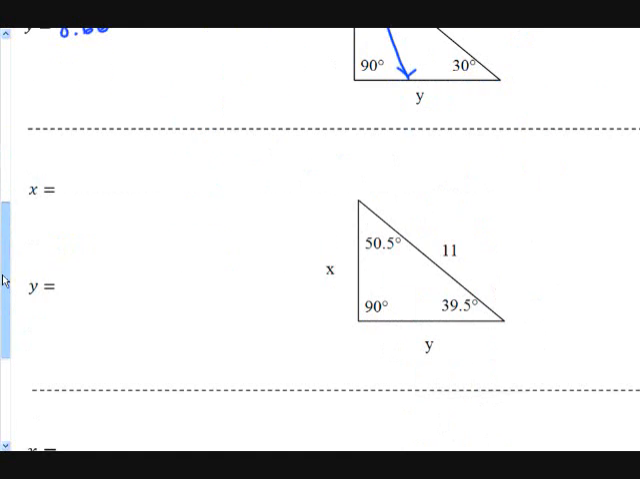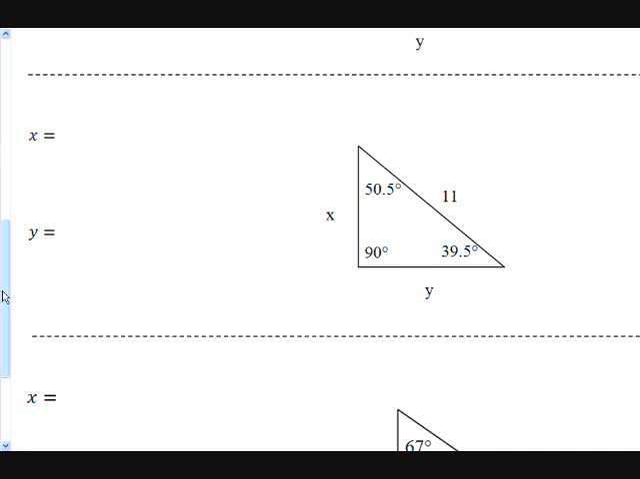If we look at another example here, for this one, again, I'm looking for x, and then I'm looking for y. So if I start with x, I have to use the 39.5, this angle, because I need the opposite side to that angle. Okay, so x is opposite the 39.5 degree angle. So I'm going to do the sine of 39.5 equals opposite, which is the x, over the hypotenuse. Again, the hypotenuse is always the longest side. It's also always across from the 90-degree angle.